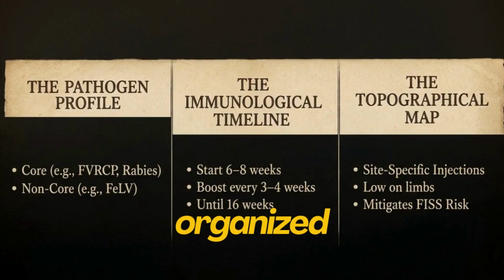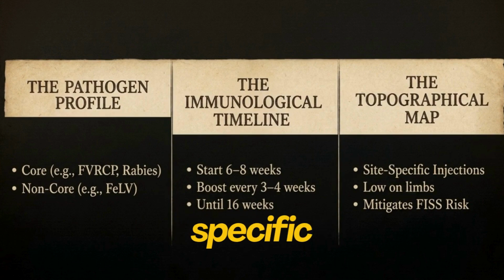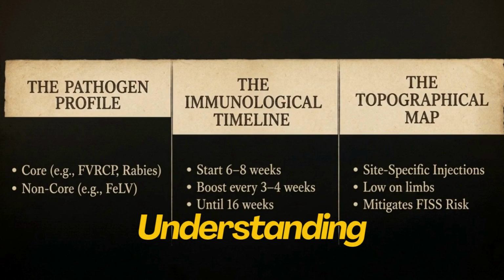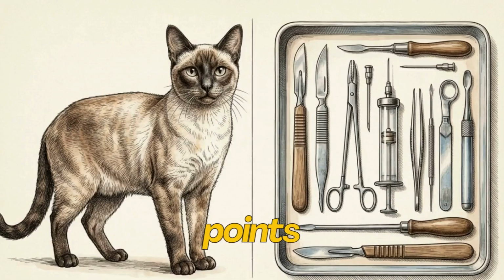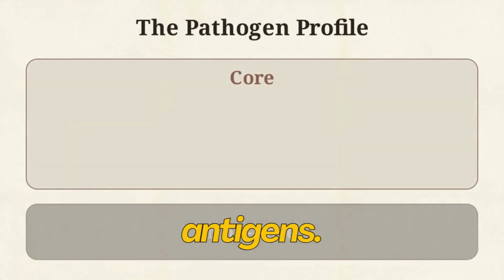Veterinary decisions are organized into 3 distinct categories: identifying the specific pathogens involved, timing the doses to match the cat's age, and mapping exactly where on the body the injection is placed. Understanding these 3 data points is necessary to ensure the animal receives the maximum protection with the lowest possible risk. The pathogen profile begins with core antigens.